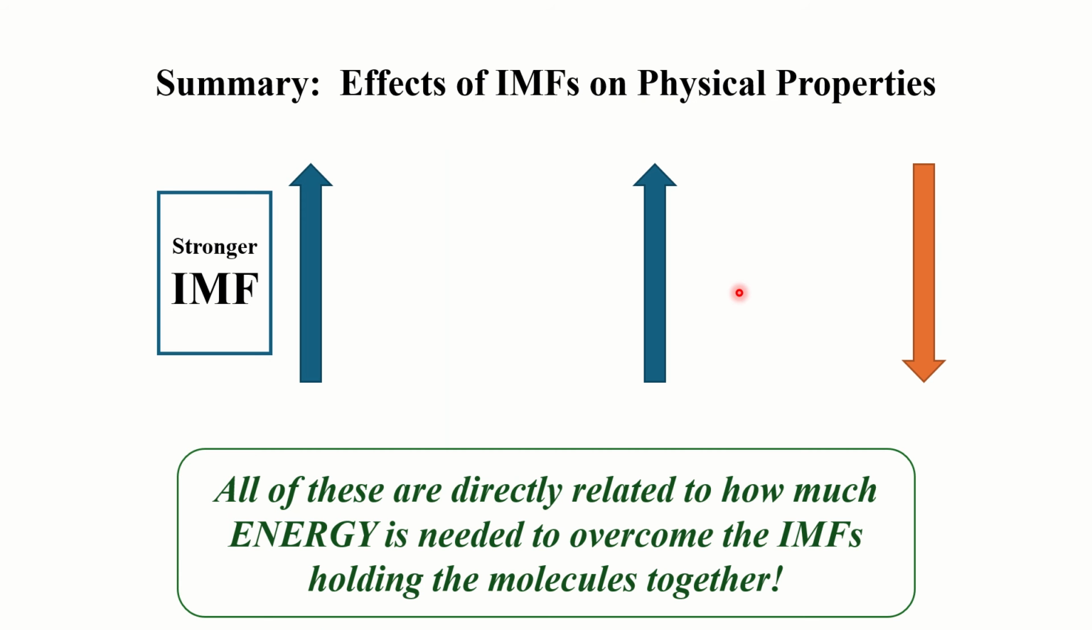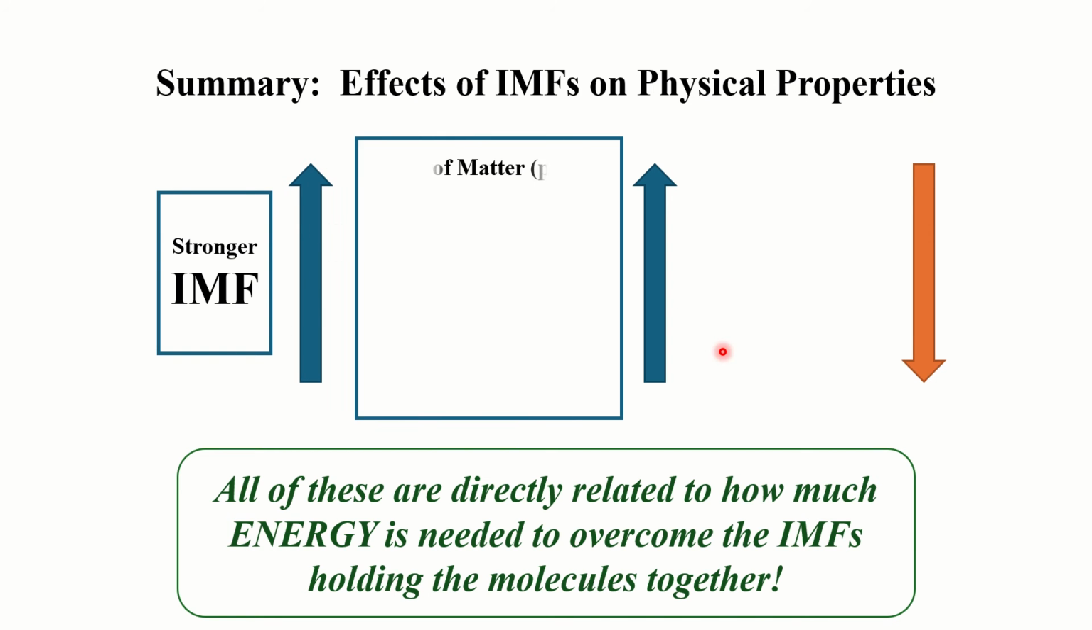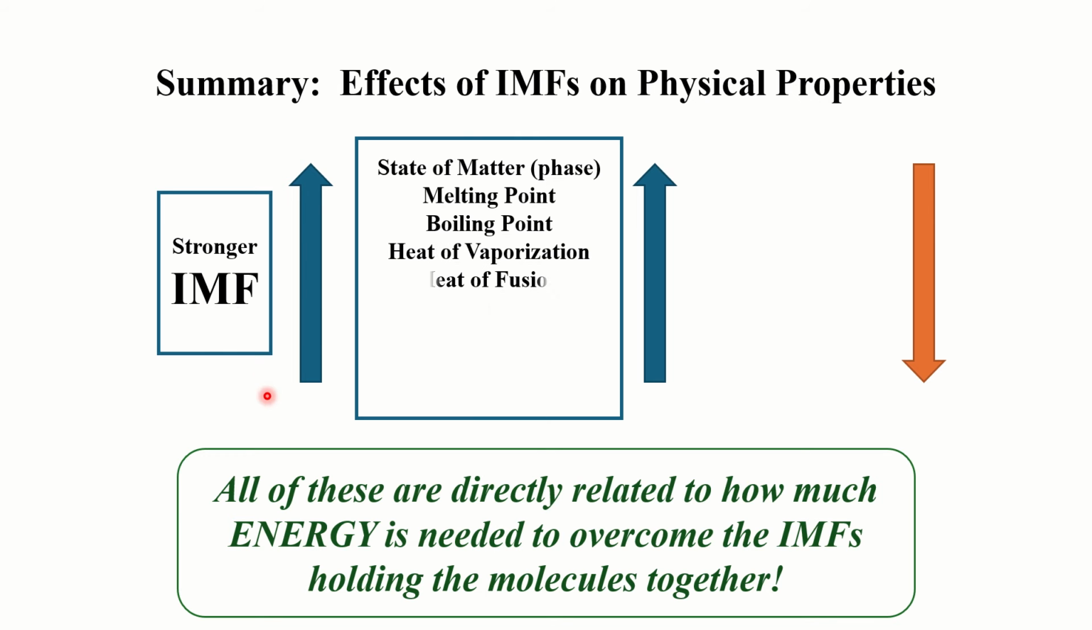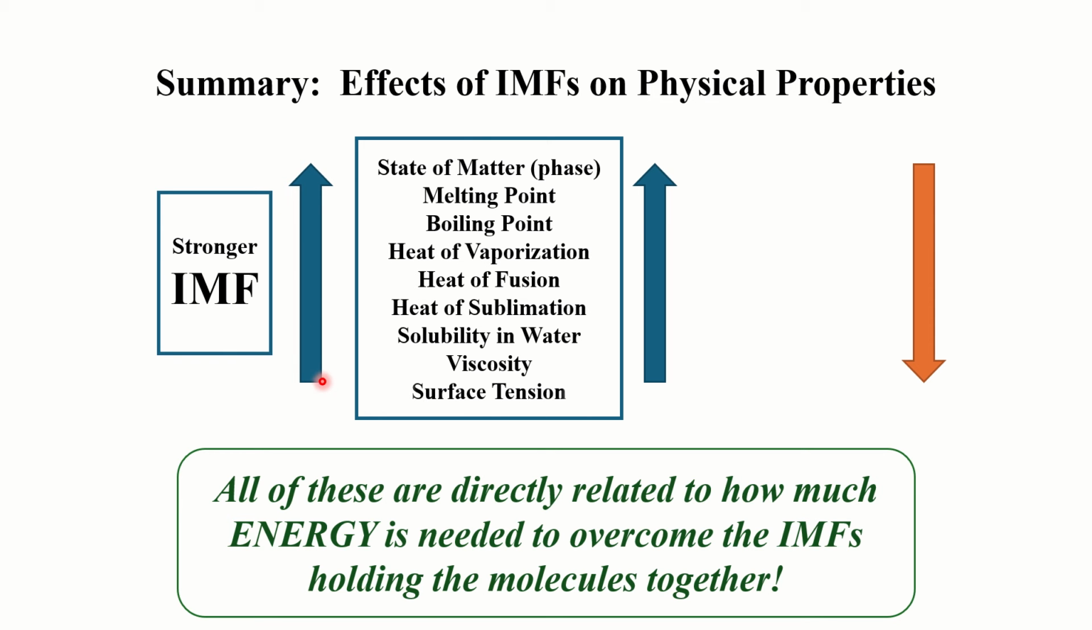So to summarize these forces and their effects on physical properties. The blue arrow going up here means stronger IMFs, or stronger intermolecular forces. As intermolecular force strength increases, the state of matter or the phase is going to change, typically from a gas to a liquid to a solid as force strength increases.